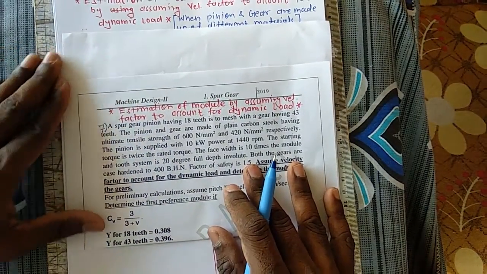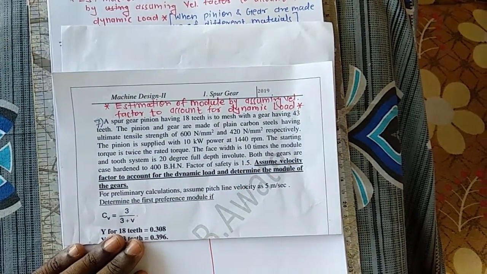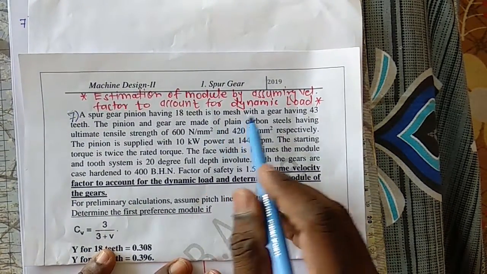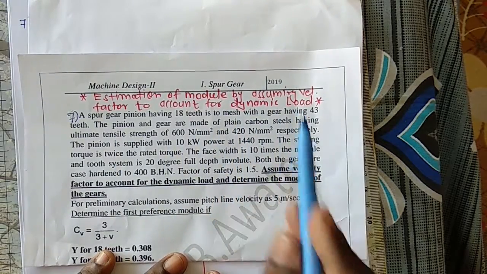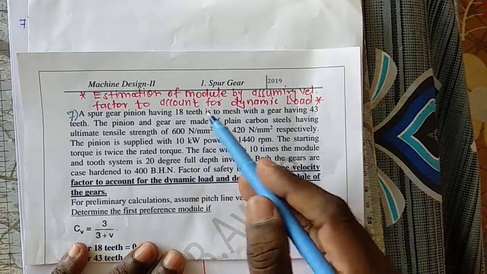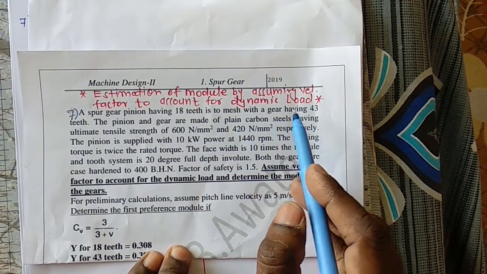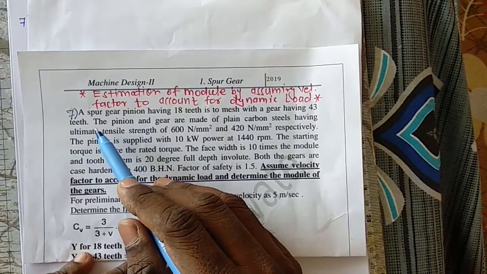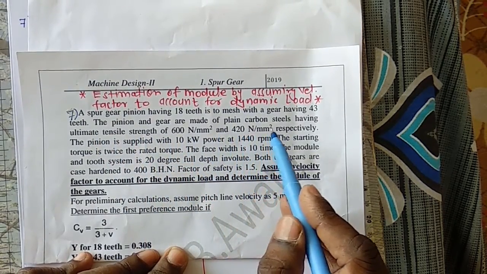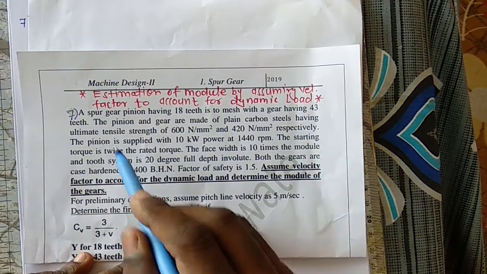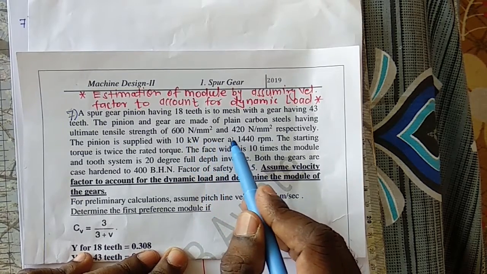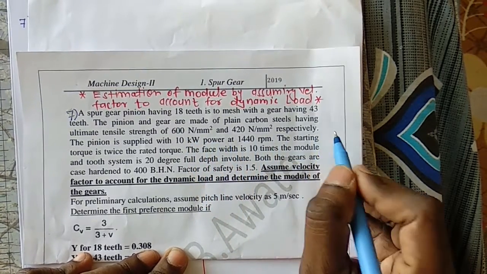This is the problem statement. Okay, I will read the problem. Estimation of module by assuming velocity factor to account for dynamic load. A spur pinion having 18 teeth is to mesh with a gear having 43 teeth. The pinion and gear are made of plain carbon steel having ultimate tensile strength 600 Newton per mm square and 420 Newton per mm square respectively.